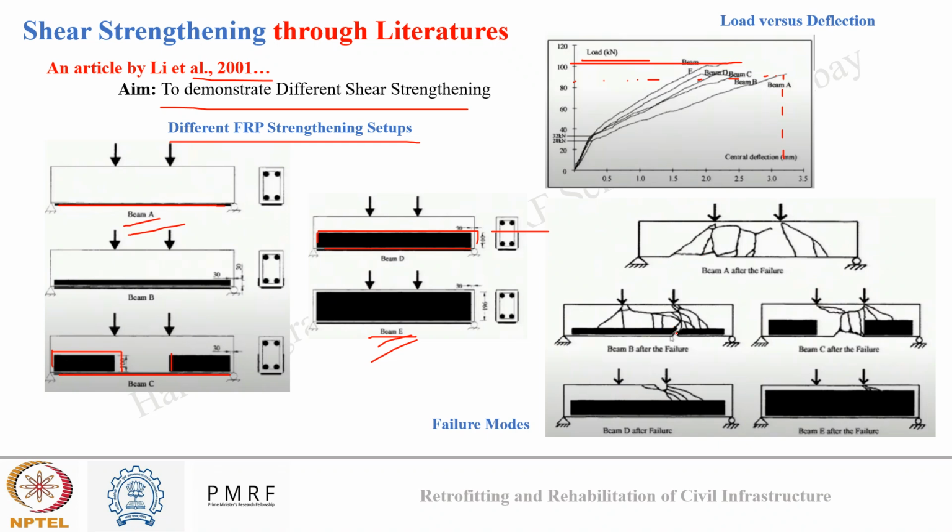In beam B also, there was FRP failure. Here again, concrete spalling occurred. In beam D, there was concrete crushing at the top. And here also, there was concrete crushing at the top, which led to failure initiation.